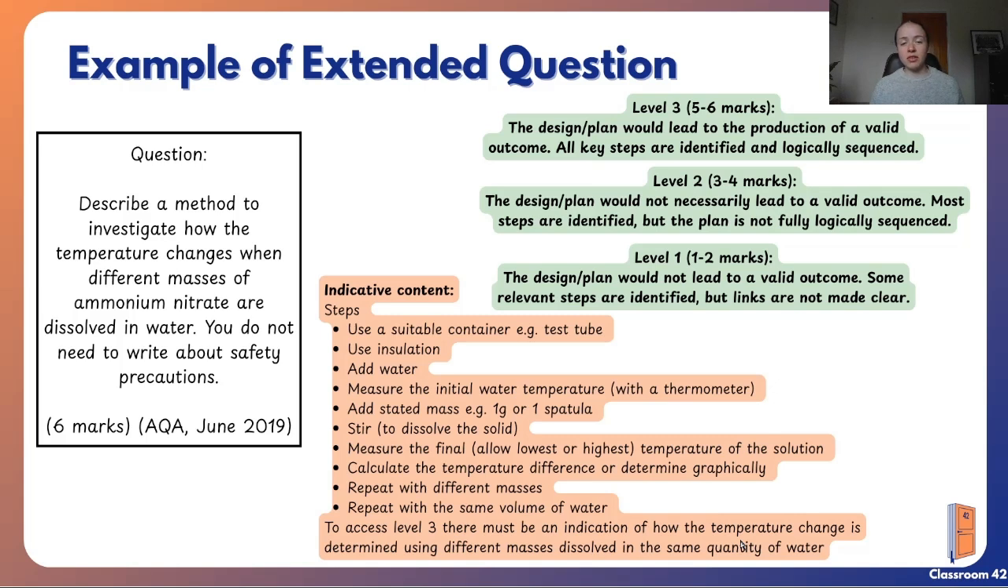So some of the steps for this one would be using a suitable container, such as a test tube, using insulation to control the temperature, add water, measure the initial water temperature, add stated mass, e.g. 1 gram or 1 spatula, stir, measure the final temperature of the solution, calculate the temperature difference or determine graphically, repeat with different masses, repeat with the same volume of water, and then to access level 3 there must be an indication of how temperature change is determined using different masses dissolved in the same quantity of water.